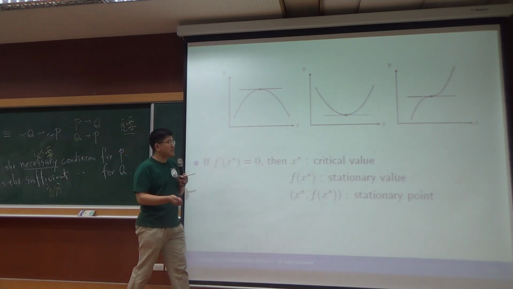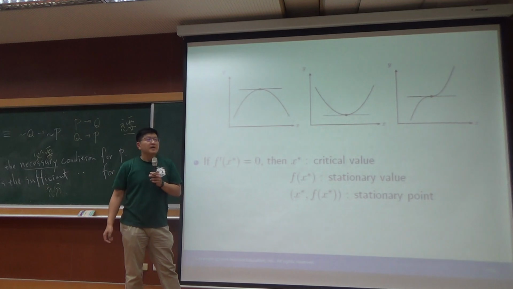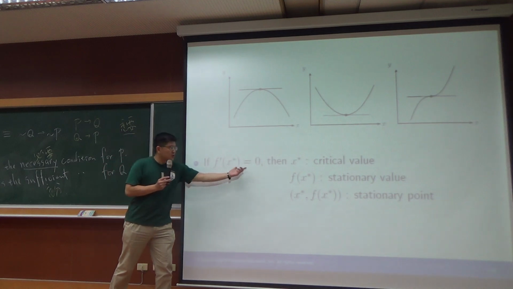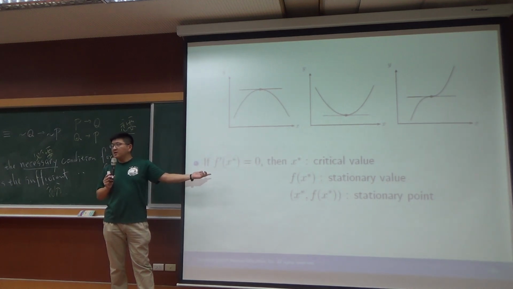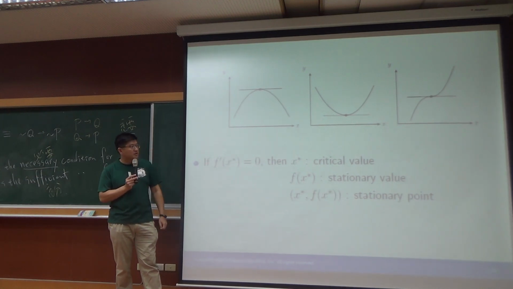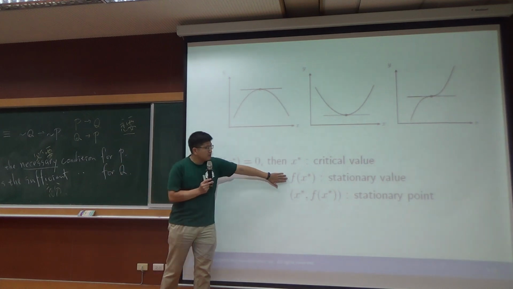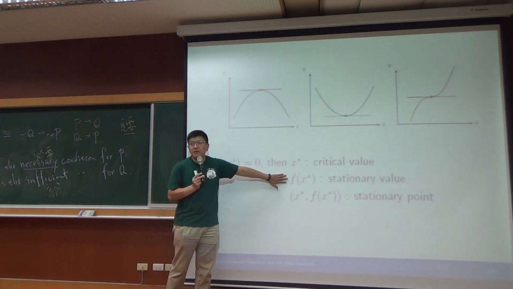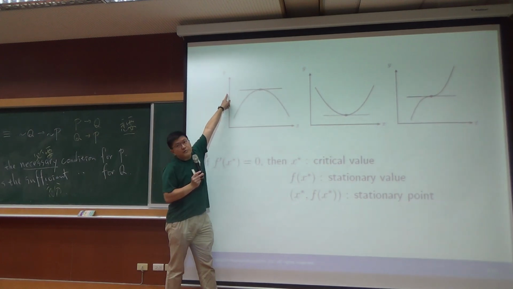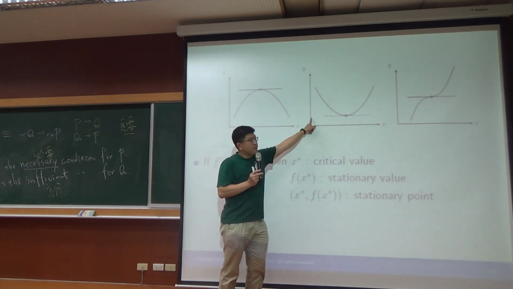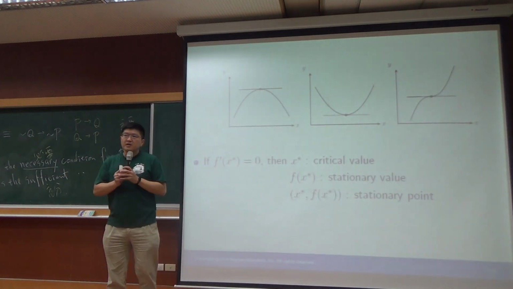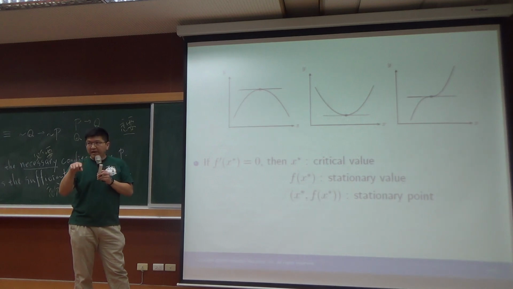So the first thing, we need to find the critical value. And how can we find the critical values? Just use the first order condition. Utilize the first order condition, then we can find critical values. And the function value of the critical values, we call them stationary values. So this is a stationary value, this is a stationary value, and this is a stationary value. They are denoted as f of x star.